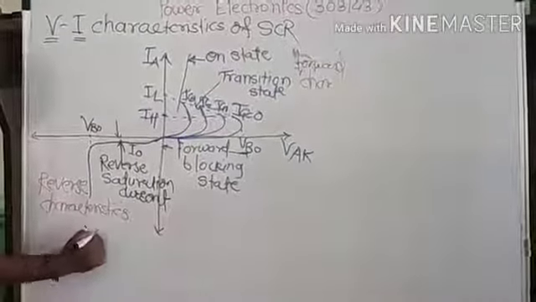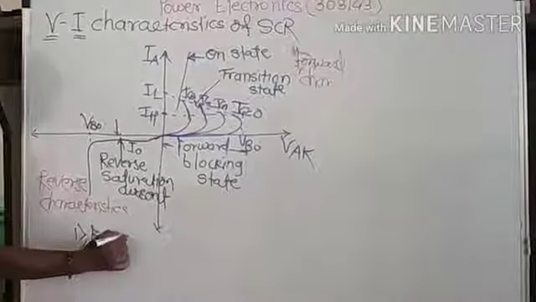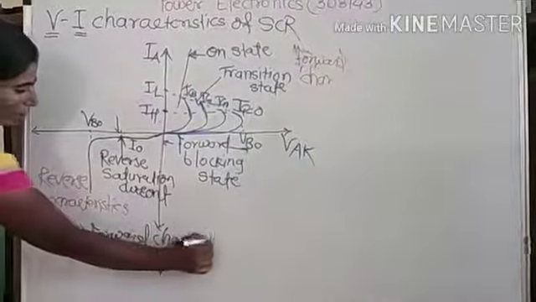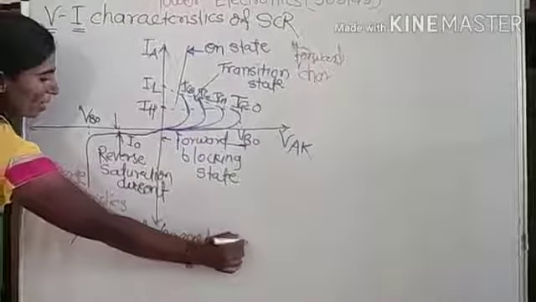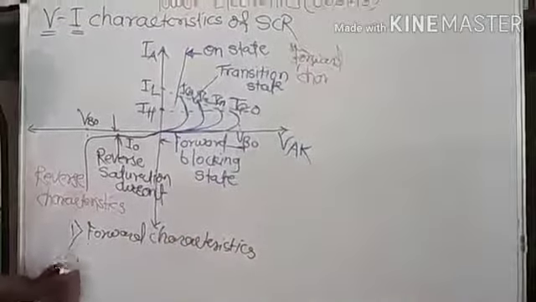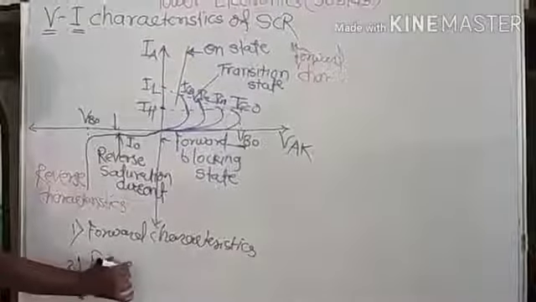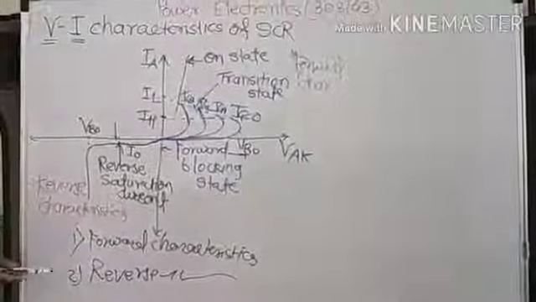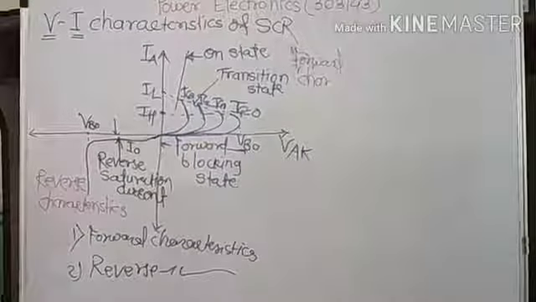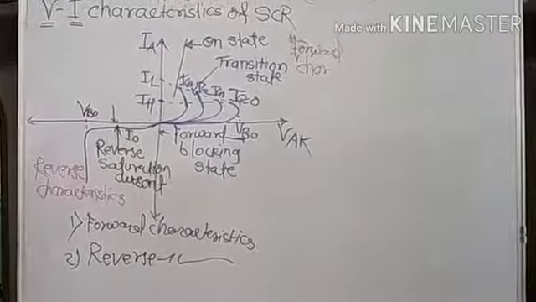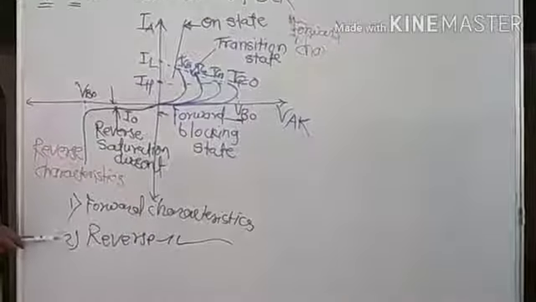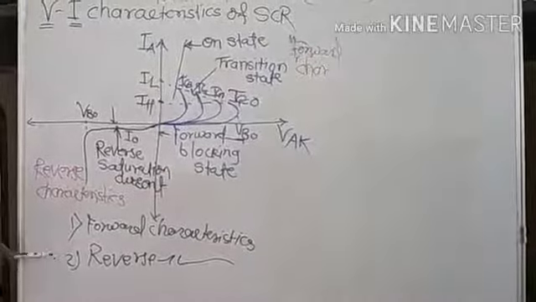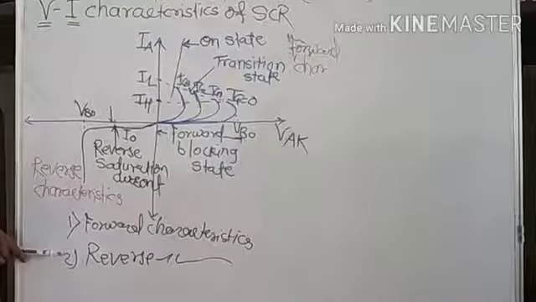First part is forward characteristics, and second part is reverse characteristics. These reverse characteristics are same as that of the diode. No any change will be there. Hence, these are same. I will explain only forward characteristics because these are learned already in diode.